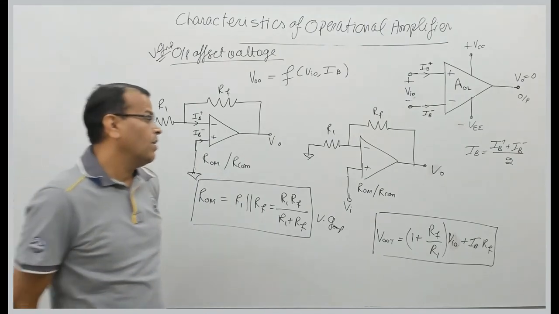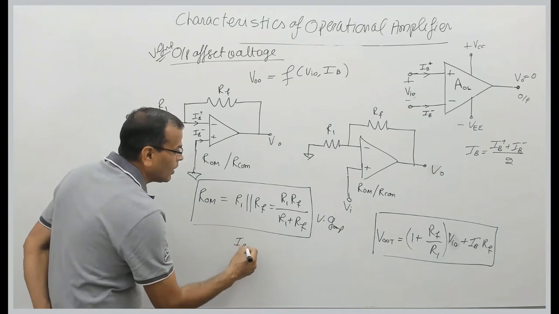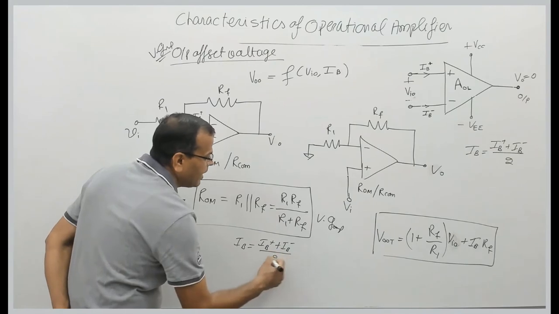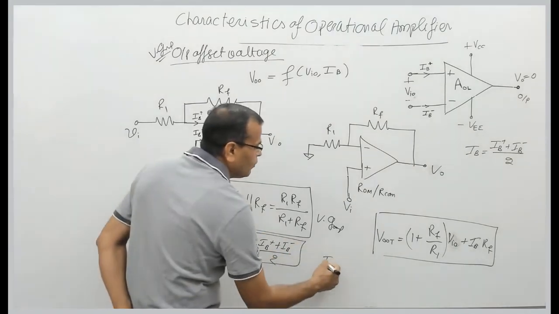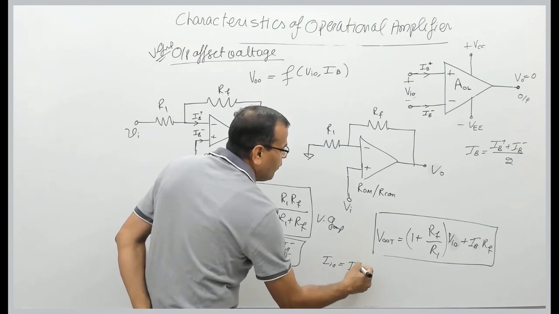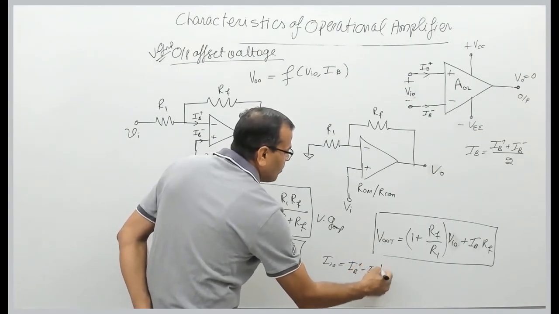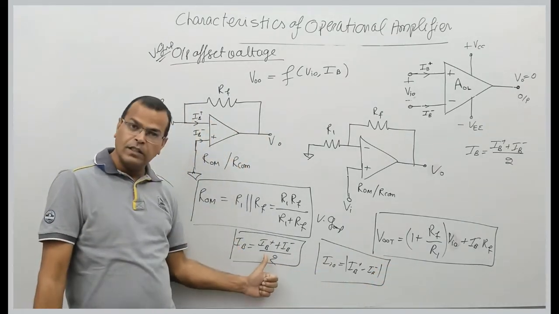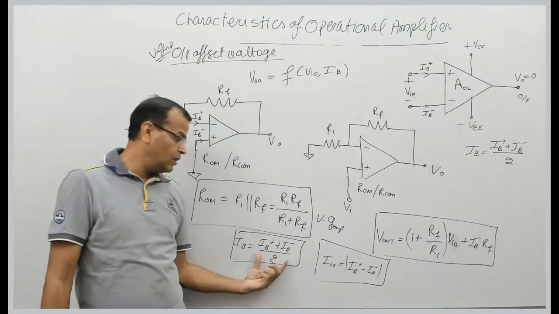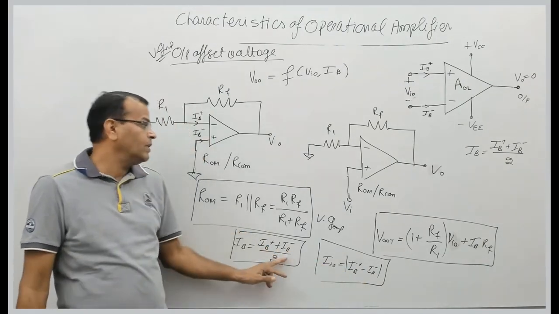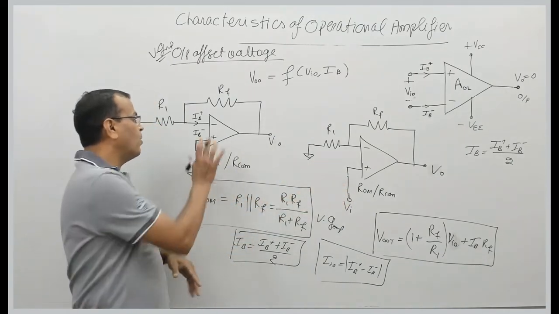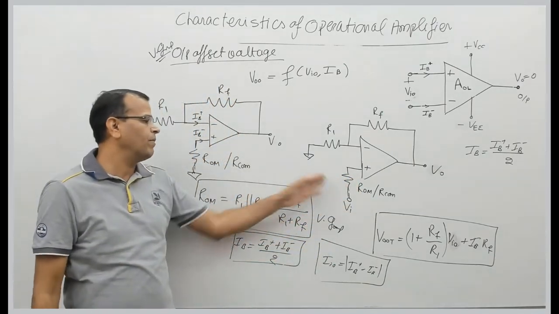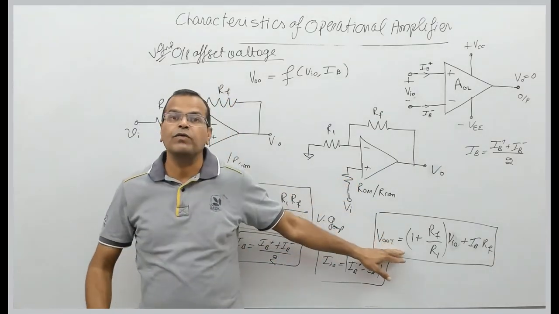What is the difference? Basically, bias current is the average of these two currents, that is, the average of the biasing current entering at the terminals. And what is input offset current? That is the difference of the biasing currents entering at the two terminals. So definitely this offset current will be less than this, because this is the difference, this is the average. So when you use an offset minimizing resistance in the op-amp circuit, inverting amplifier or non-inverting amplifier circuit, the offset voltage will be minimized.